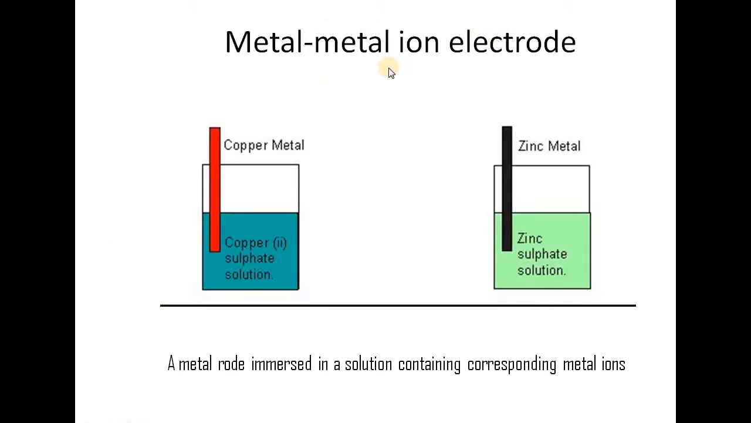In this type of electrode, we dip a metal strip in a solution of the metal ion. For example, in this figure we can see copper metal dipped in a solution of copper sulfate. Similarly, zinc metal is dipped into a solution of zinc sulfate. So these are the metal ion electrodes. At these electrodes, the reaction can be either oxidation or reduction depending upon which electrode we are connecting them to. So these can act as either anode or cathode, and these are the reversible electrodes.